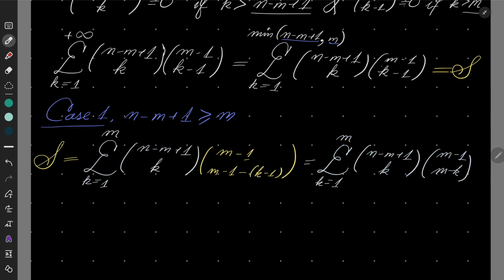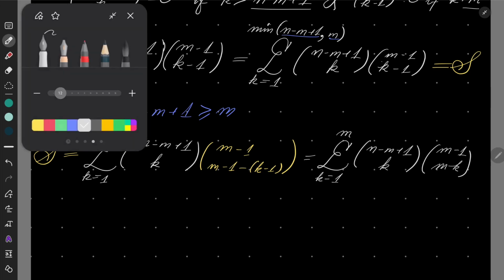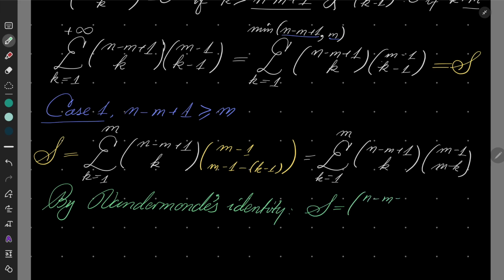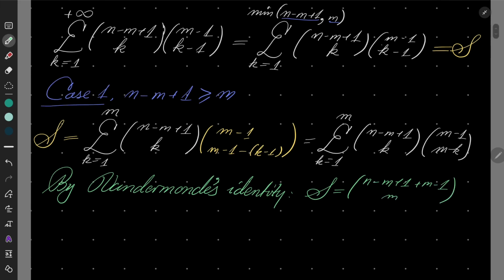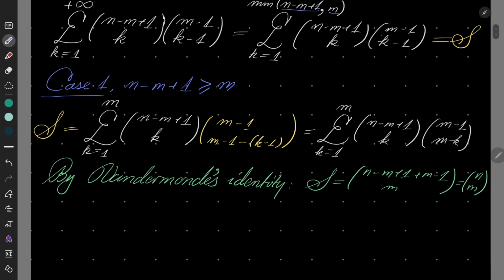Okay, and now let's notice we have a perfect setup for Vandermonde's identity. Exactly by Vandermonde's identity, this entire sum is the sum of the upper indices over m, and it's obviously, after simplification, n choose m. So we have proven our theorem in this case.